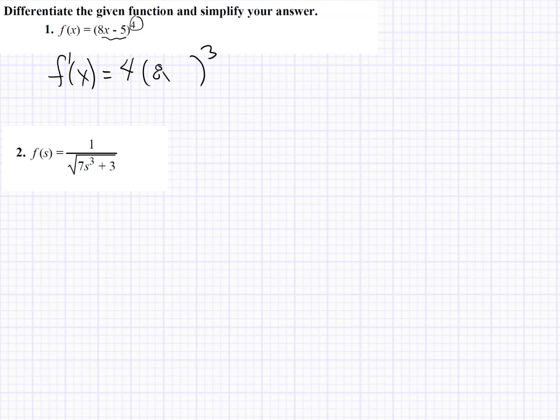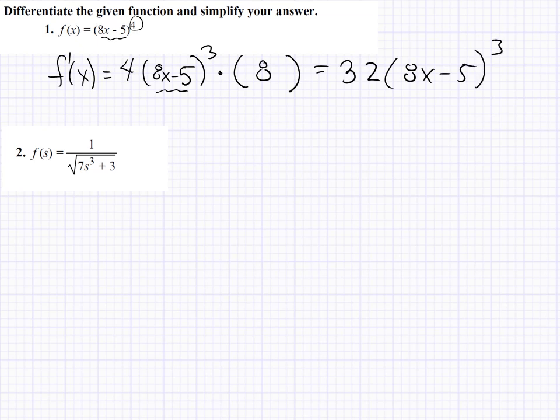The inside, meanwhile, stays exactly the same. Then I have to take that and multiply that by the derivative of the inside. In that case, that would just be 8. To simplify that, I can multiply the 8 and the 4, which would give me 32. 8x minus 5 to the third.